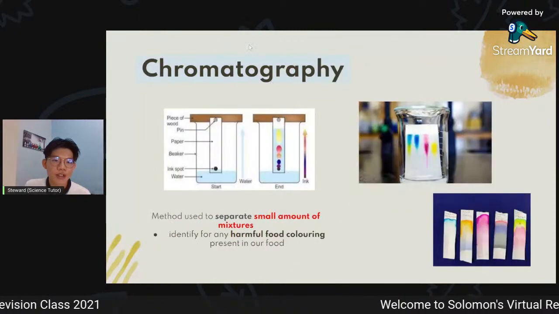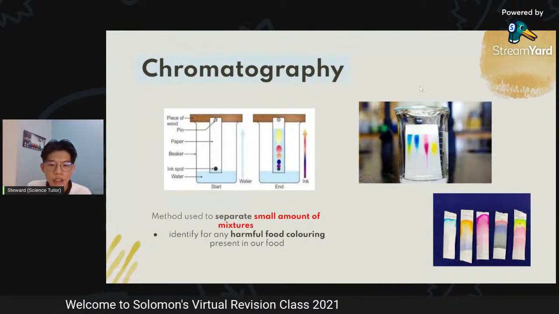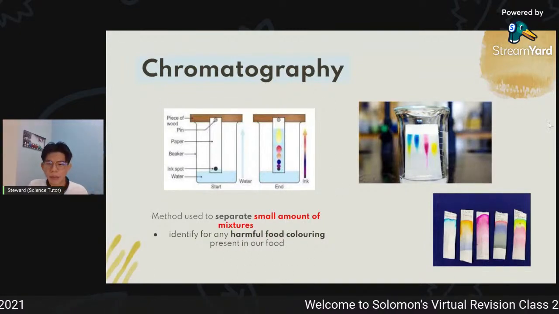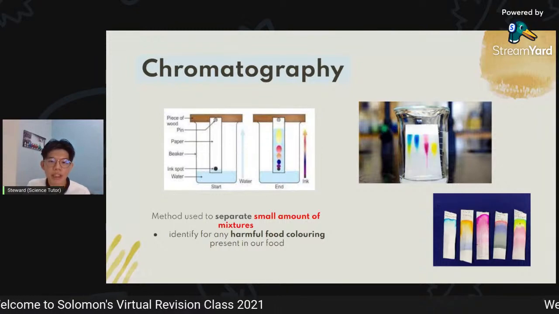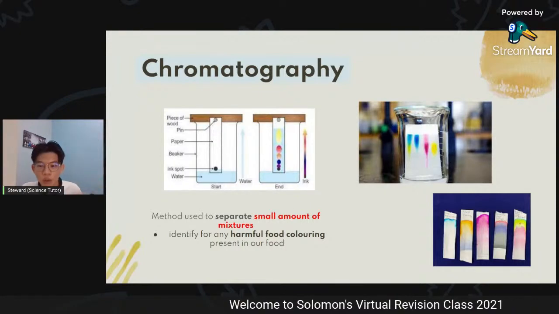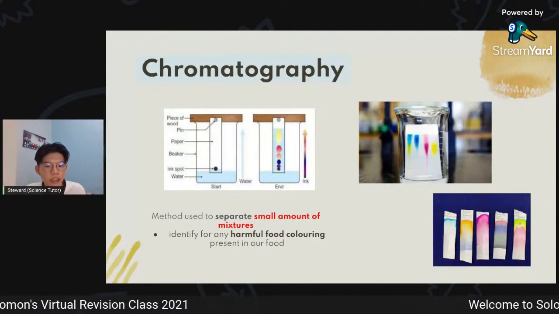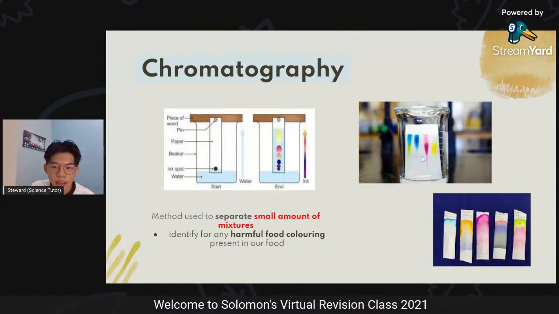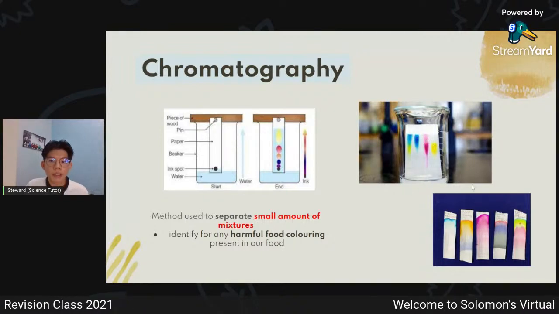All right. So we got chromatography. Basically chromatography is the method used to separate a small amount of mixture and to test any harmful coloring in our food. I think this method is not so common, as it is not widely used by the public, and we seldom touch it, but you will learn more detail in your later stage of education. For now you just have to know this is about testing the harmful food coloring present in our food. It is kind of interesting to see the rainbow color there on the paper. It actually tests the different layering and different color in that particular food.